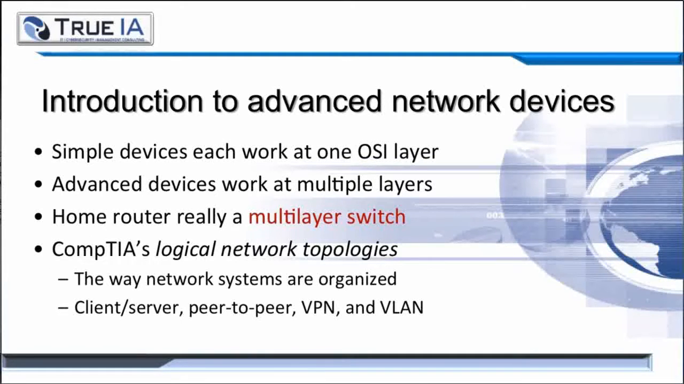So now that we've covered the simple devices that each work at one or the other of the OSI layers, now we're going to take a look at some of the advanced network devices. These devices are what we call multi-layer devices. For instance, your home router is really a multi-layer switch. CompTIA's logical network topologies break these down the way network systems are organized, whether it's client-server or peer-to-peer or VLANs or VPNs.